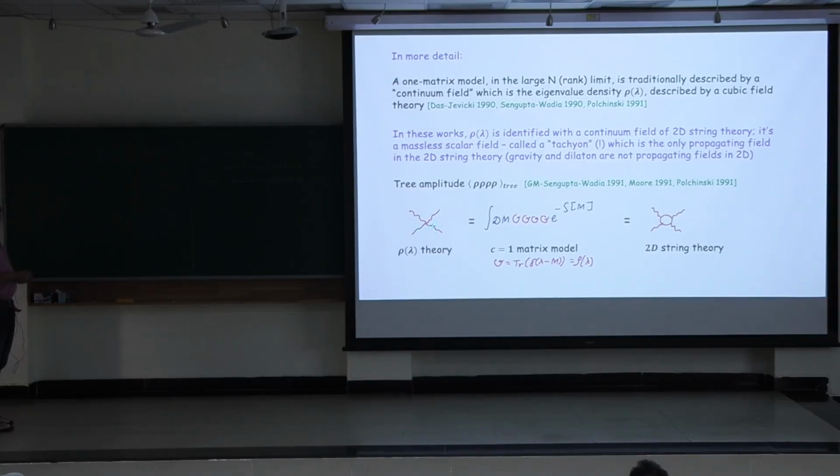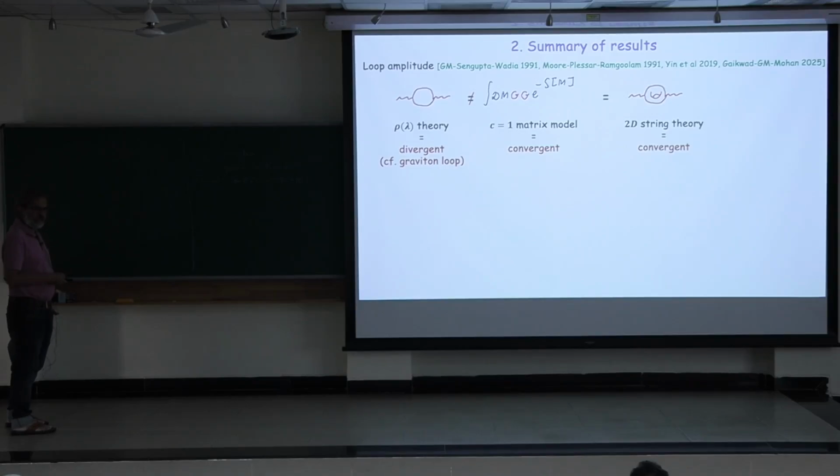The 4-point function can be computed from the effective field theory. It can also be computed from the C=1 matrix model directly, which corresponds to fermions. The C=1 matrix model becomes N fermions, so you can directly compute in that theory. You can also compute the 4-point function of tachyons on the string theory side, in this two-dimensional string theory, and they all match.